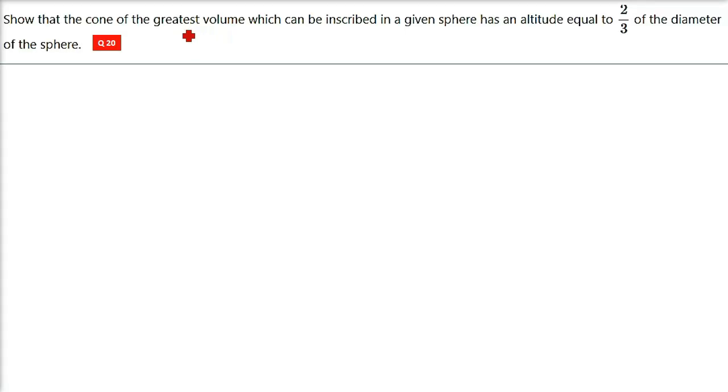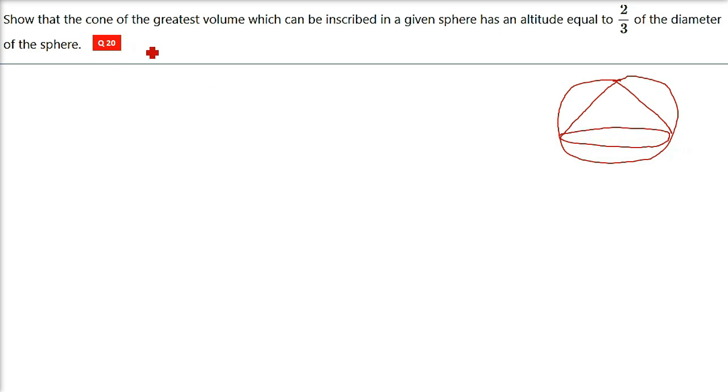Show that the cone of the greatest volume which can be inscribed in a given sphere has an altitude equal to 2/3 of the diameter of the sphere. Now the diagram will be something like this. There is a sphere. Imagine this is a 3D sphere, and inside this we are trying to place a cone whose volume is the greatest volume. So we'll show also that it will have the greatest or maximum volume. And this is the kind of scenario which is being created here.